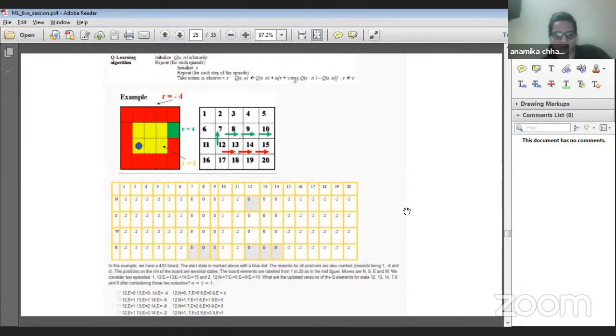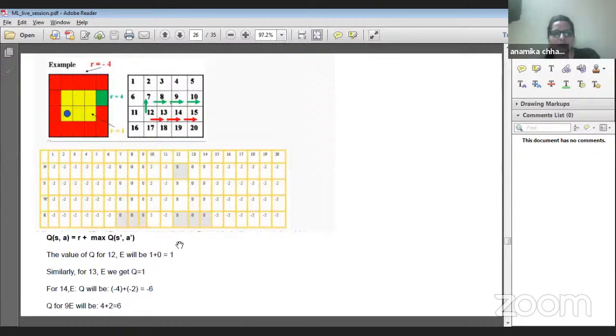So what we have to do is, after following these two episodes, the updated values. So if it moves from 12 east, how much Q value should it be, after moving from 13 to east, how much Q value, 14 east, how much Q value, and so on. This is what we have to tell. So we follow this formula.